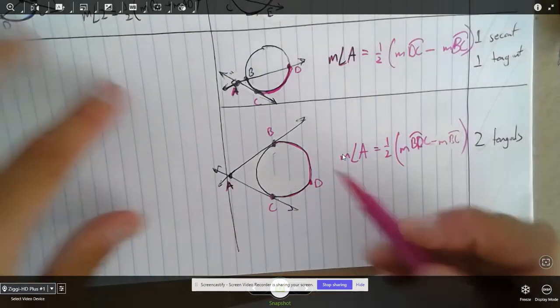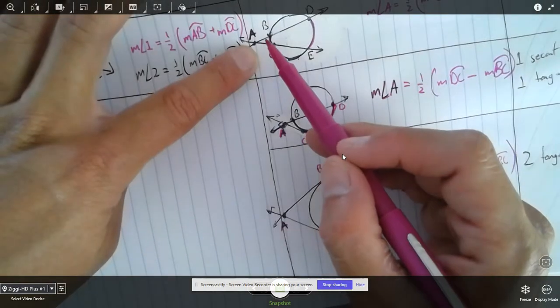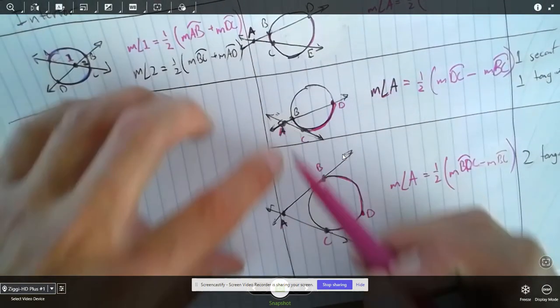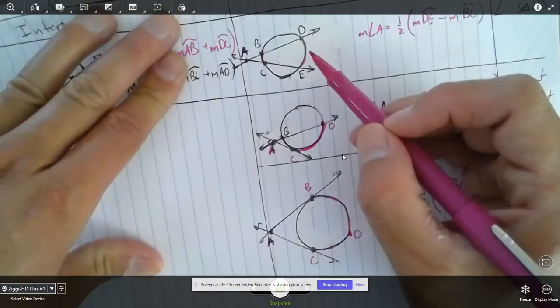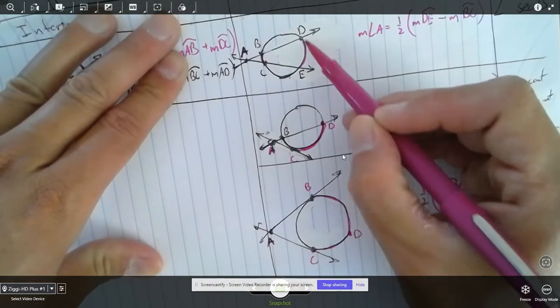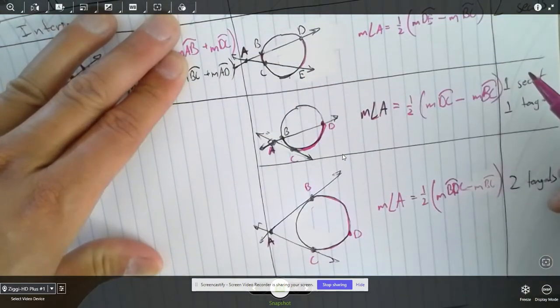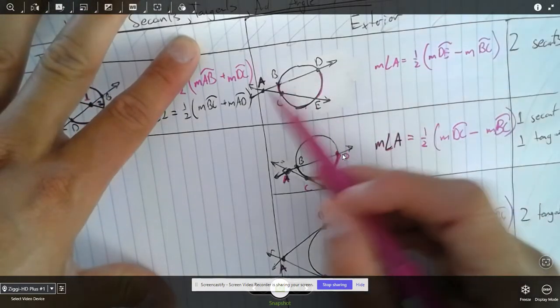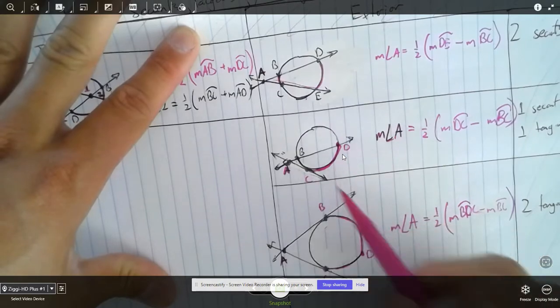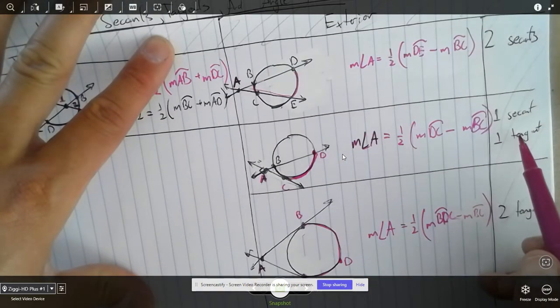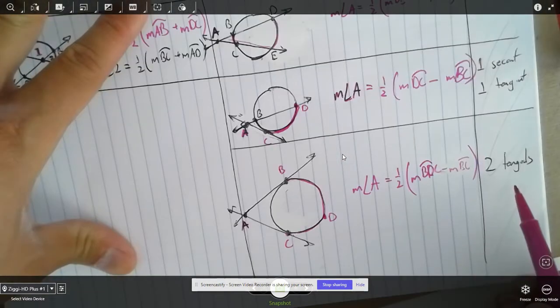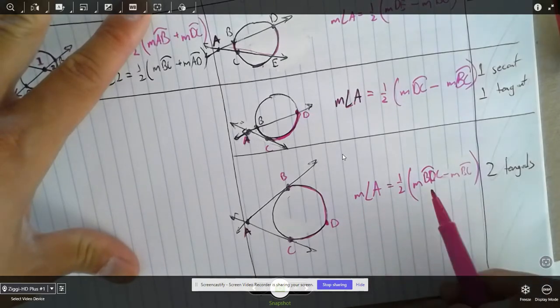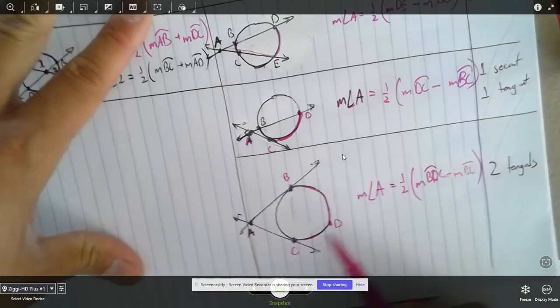So if you ever want to find the angles on the outside, exterior angles, you just take the bigger arc and subtract the smaller arc. That's it. On every scenario, either two secant lines crossing on the outside, or one secant line and a tangent line crossing on the outside, or even two tangents on the outside. It's always the bigger arc minus the smaller arc, and half that to get the exterior angle.